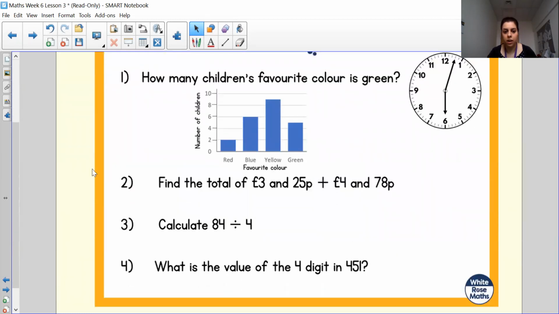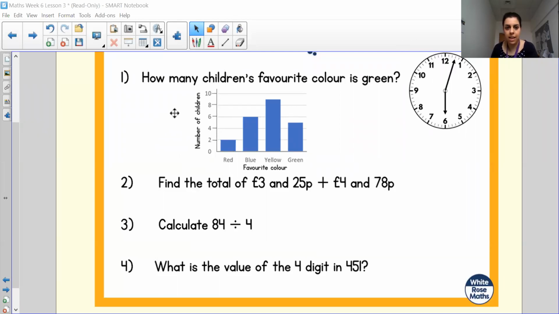Question 2 says, find the total of £3.25 plus £4.78. So you can use a number line or you can use your addition, writing it downwards that way. Question 3 says 84 divided by 4. And question 4 says, what is the value of the 4 digit in 451? So I'd like you just to have a look at that for me first and pause the video now just to go through that. Okay, so let's go over the answers.